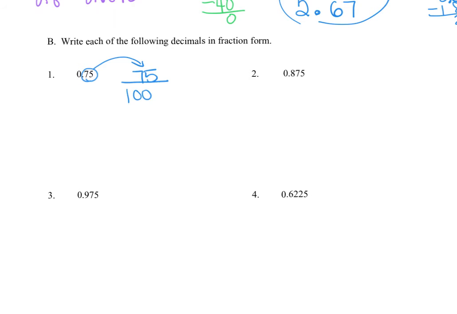So for this one, these are actually both divisible by 25 because it's like quarters. 75 divided by 25 is 3. 100 divided by 25 is 4. And you have 3/4.